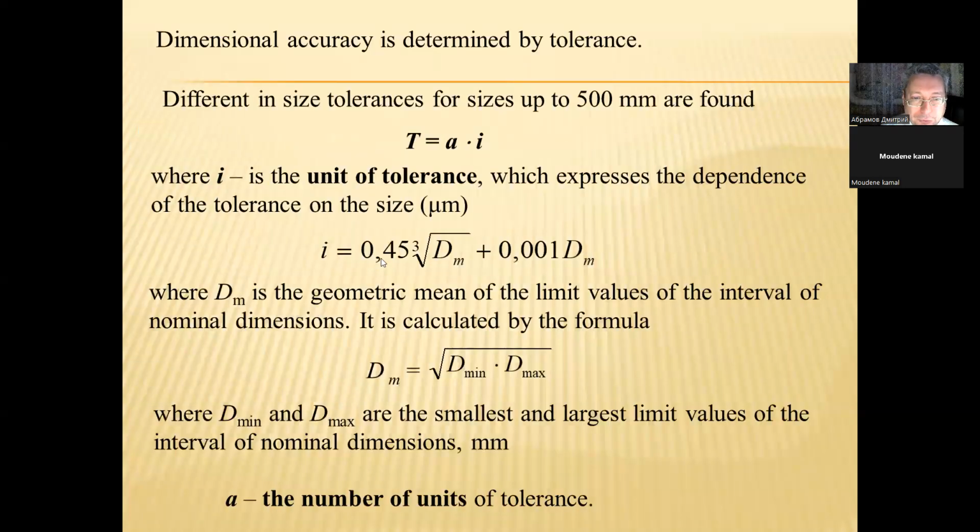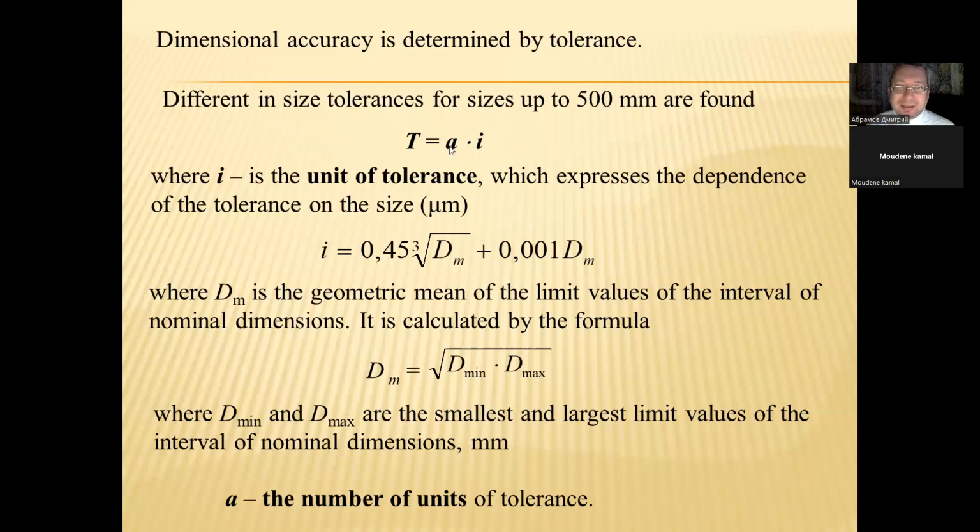We use the formula to calculate D suffix M, 50 multiplied by 80, and we use this parameter in the formula to calculate I, the unit of tolerance. It's the first part of the formula to calculate T, the tolerance field.